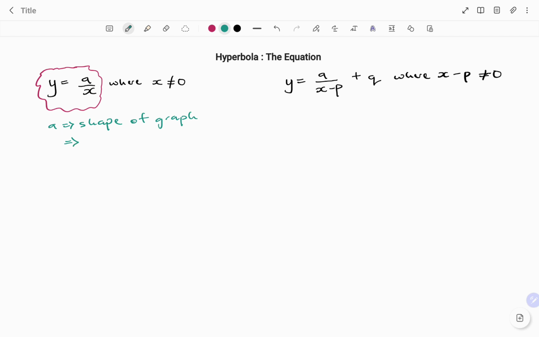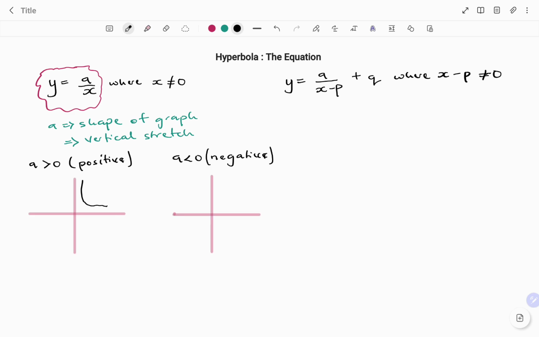That is, your a is a vertical stretch, which tells you how close to the axis the arm of the hyperbola is. So for example, if the value of your a is positive, that is, if a is greater than 0, your graph is going to be located in the first and the third quadrant as shown. However, if the value of a is negative, that is, if a is less than 0, then your graph is going to be located in the second and the fourth quadrant as shown.